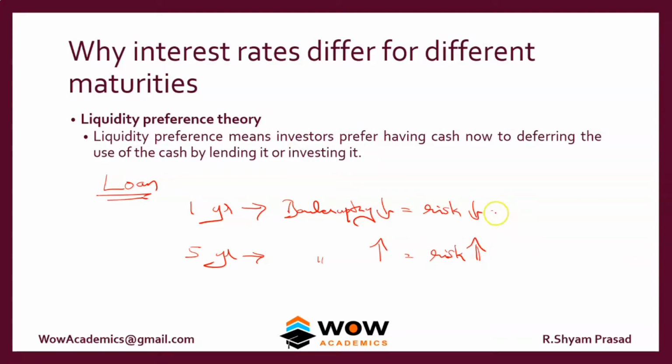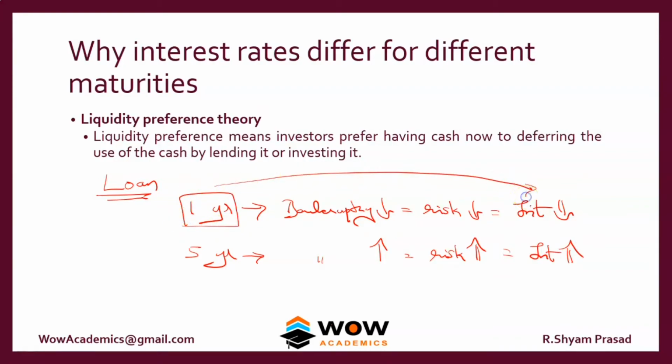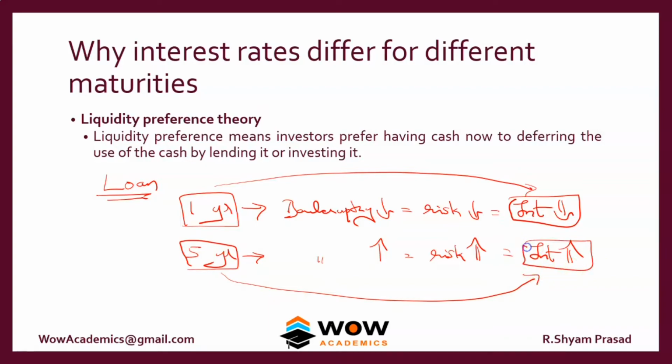Okay. As the risk is lower, you will charge a lower interest rate. As the risk is higher, you will charge a higher interest rate. So if you look at here, the 1 year loan, that is why it is having a lower interest rate, and the 5 year loan, that is why it is having a higher interest rate. So the in between data is the logic for why the 1 year loan is lower and the 5 year loan is having a high interest rate.